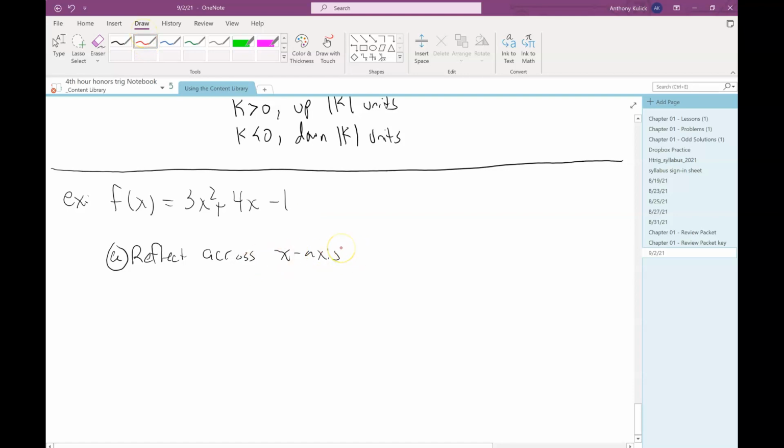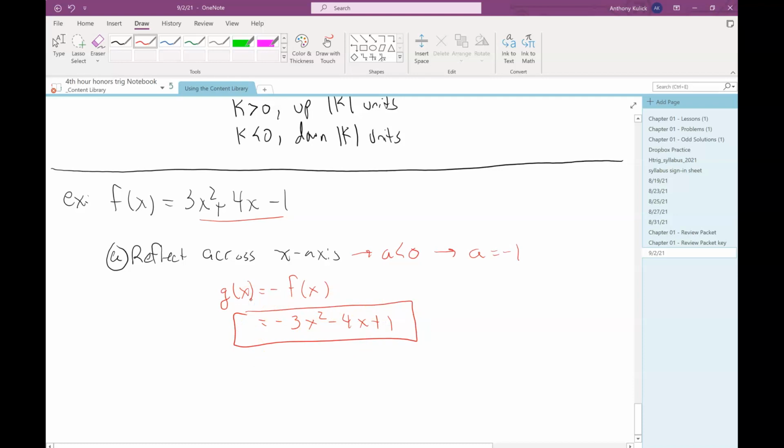Since we're talking about a reflection across the x-axis, I know that I need a negative value for a. And since there's no dilation being described here, I should pick -1 for the value for a. So my function should just be negative f of x. So when I apply that negative through my f of x, that's my resultant or transformed function. Right? No big deal.